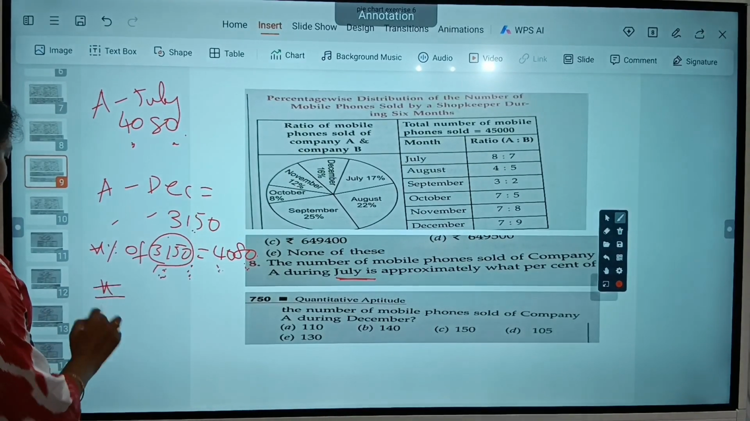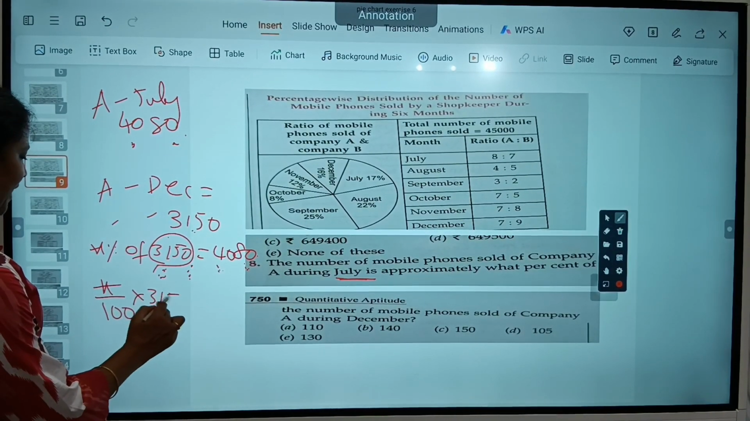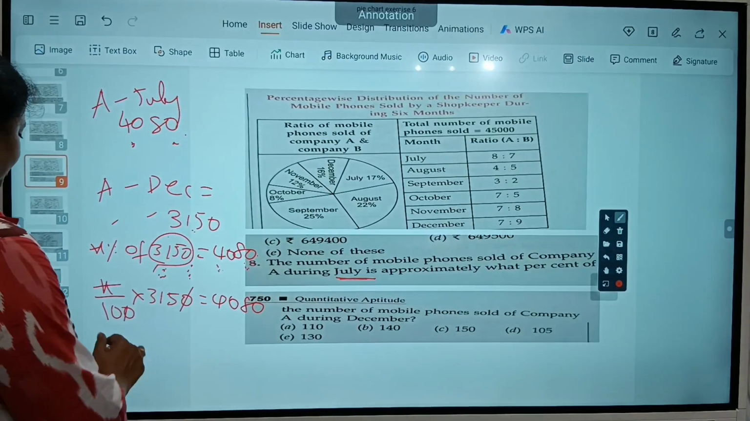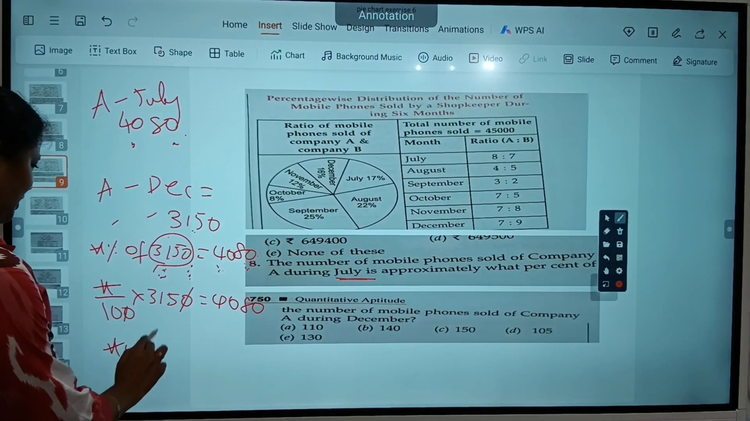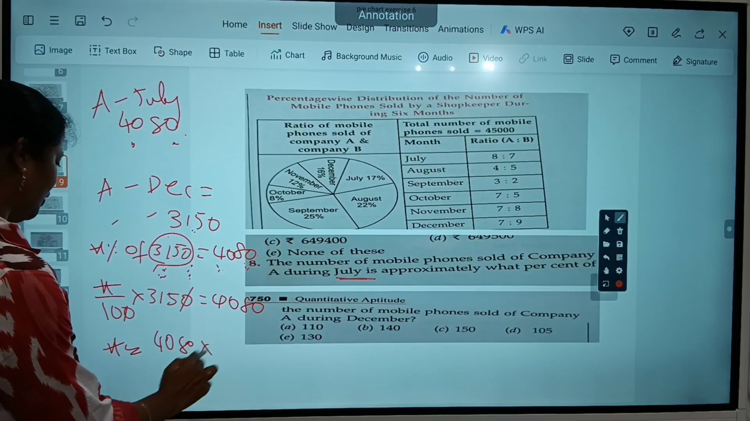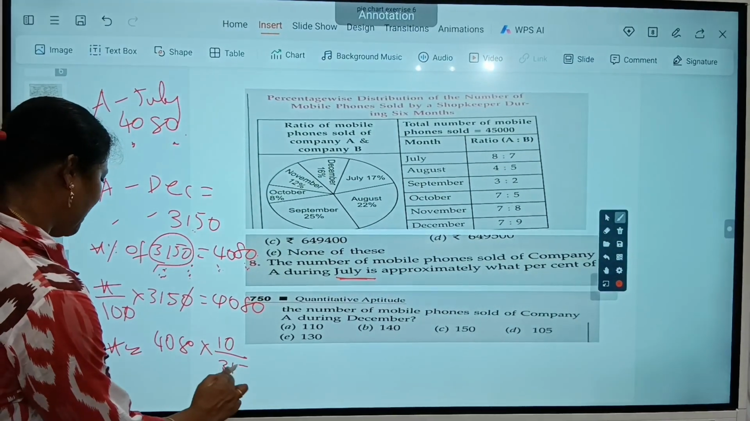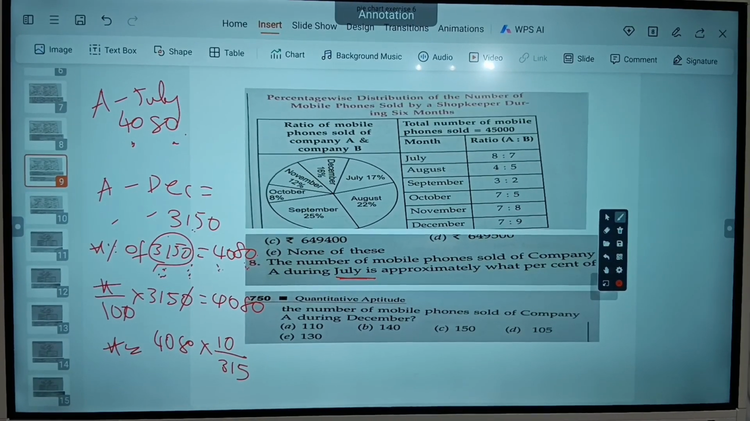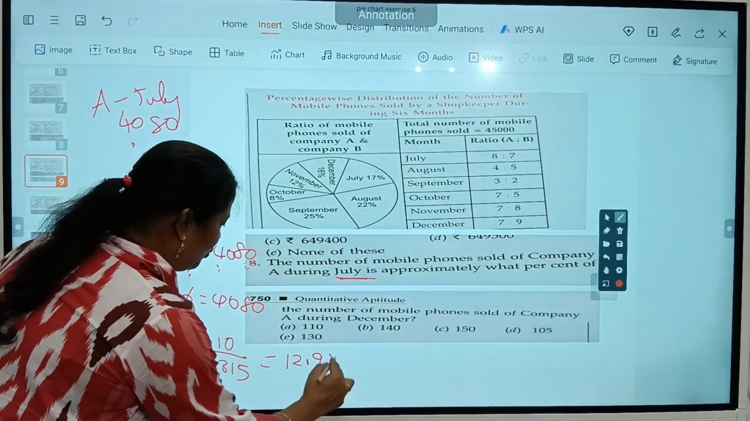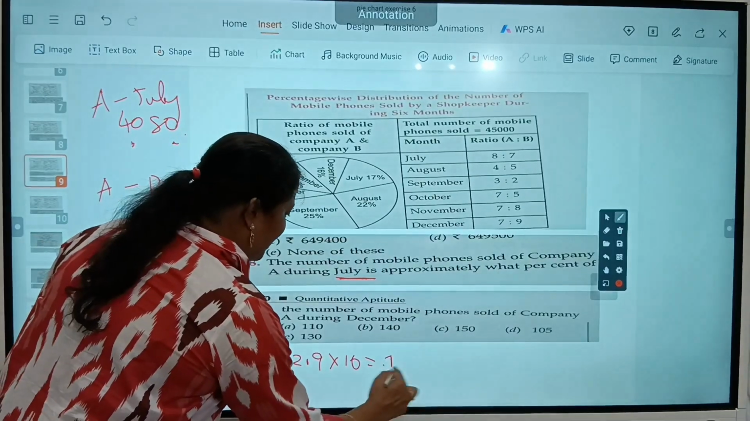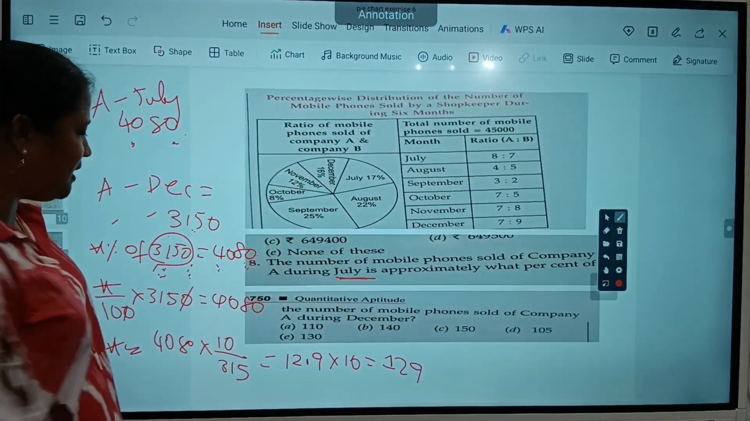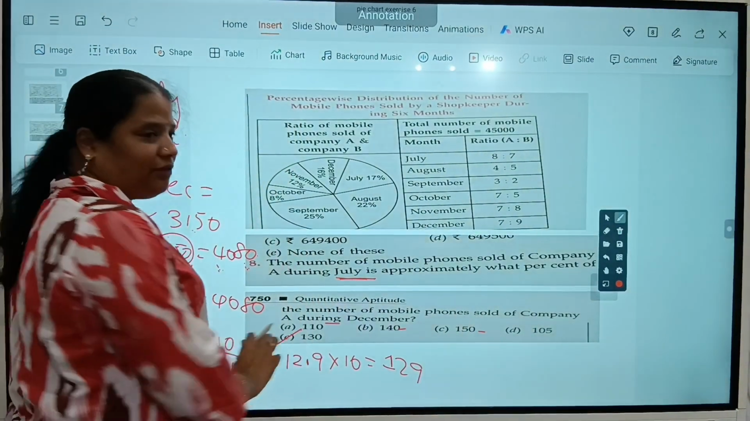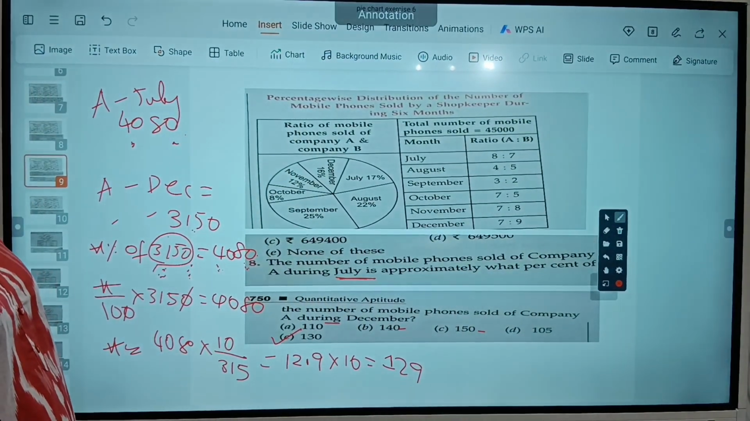Okay, so X by 100 into 3150 equals 4080. The 0 cancels, so X will be equal to 4080 into 10 by 315. This is nothing but 12.9 into 10, which is 129. So the nearest answer: 110 is far away, 140 is far away, 50, 105. So we will select 130 as the answer.